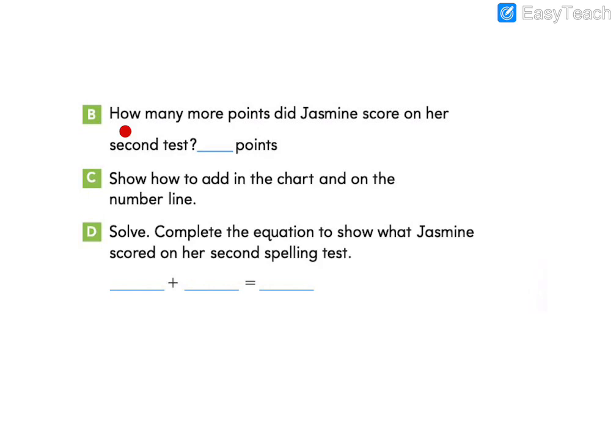Letter B asks us how many more points Jasmine scored. We know she scored 15 more points. We went ahead and already showed how to add those. Now let's solve and complete the equation. We know she started with 82 points on her first test. She got 15 points more on her second test. Look back at our hundreds chart and number line to find the answer. You should have found she scored 97 points on her second spelling test.